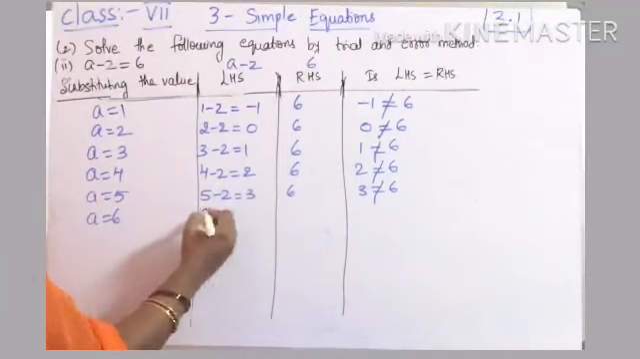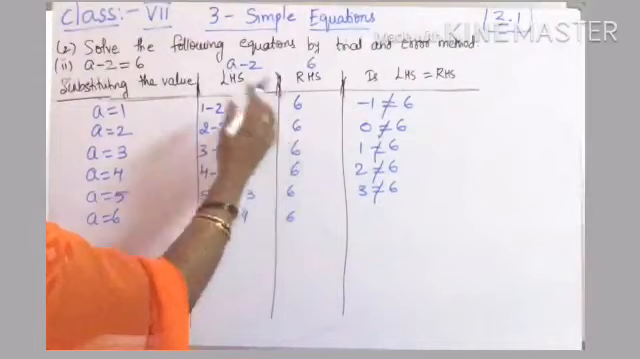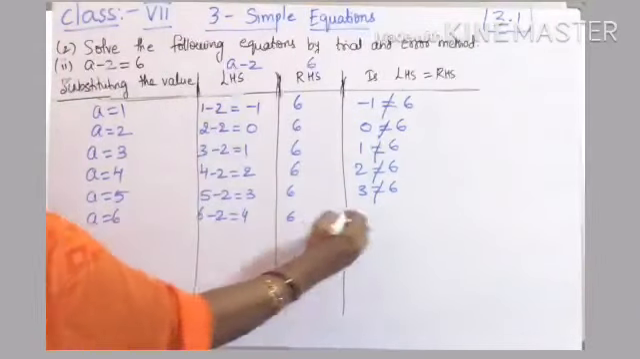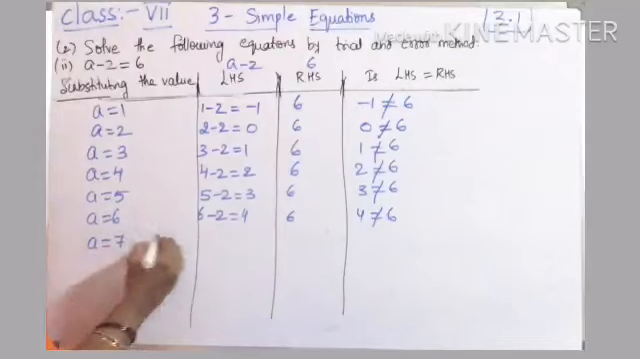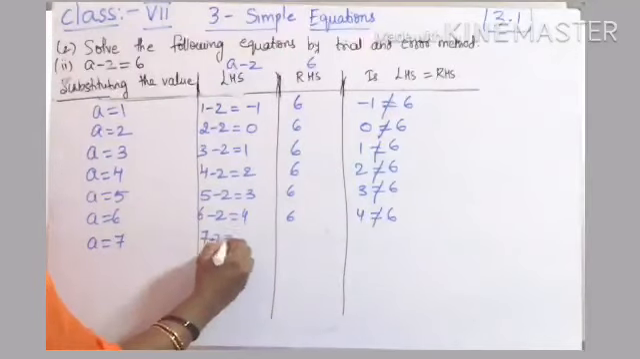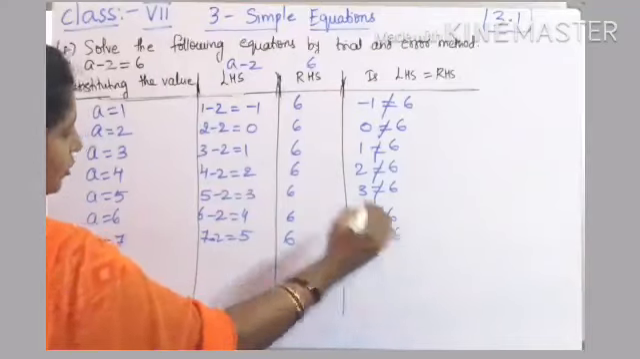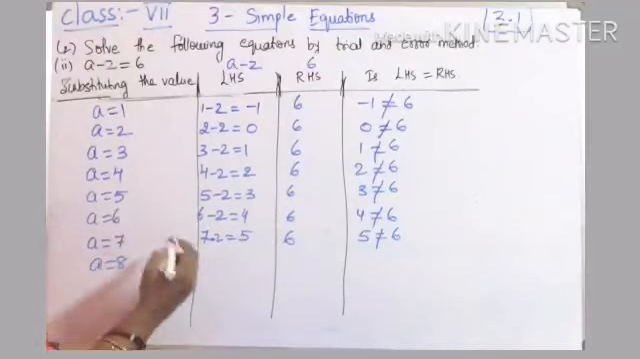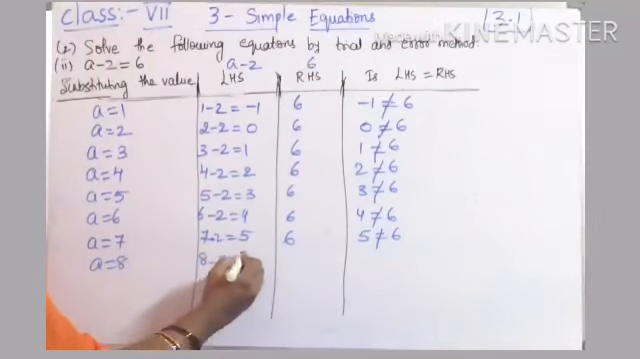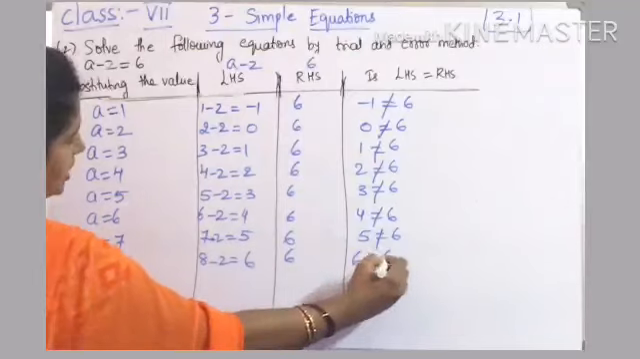Substitute 6 in place of a, that is 6 minus 2, how much? 4. And RHS will be the same because it is a constant, right? Now is 4 equal to 6 here? No. Next a equal to 7, that is 7 minus 2, how much? 5. And RHS is 6, is 5 equal to 6? No. Next a is equal to 8. Substitute 8 in place of a, that is 8 minus 2 is equal to 6. And RHS is 6. Here LHS and RHS are equal.